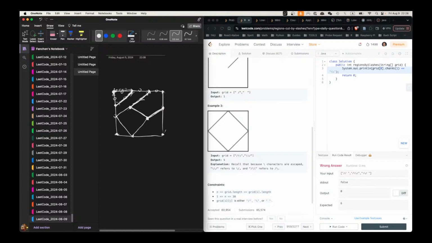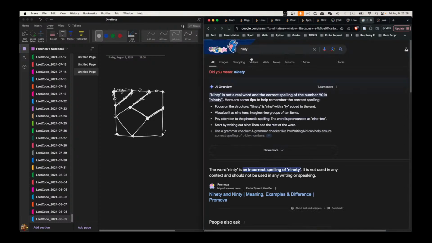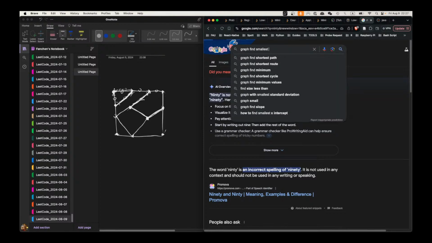I have no clue. I have no idea. Yeah, I know it's a graph, right? But how do I... Okay, let's see if we can search for graph, find smallest cycle.